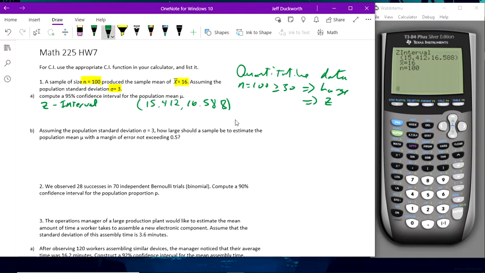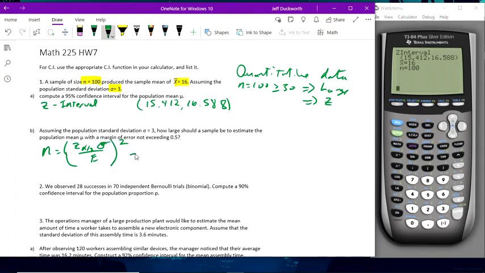Okay. All right, part B, so we're still using problem 1. Assuming the population standard deviation sigma is 3, how large should the sample be to estimate the population mean mu with a margin of error not exceeding 0.5? All right, so let's write down our standard formula for this. Again, it's all the same stuff from A, so it's a z distribution, and it's quantitative. So n has to equal z of alpha over 2 times sigma all over the margin of error E, all that squared.